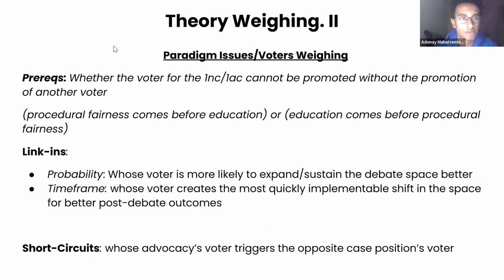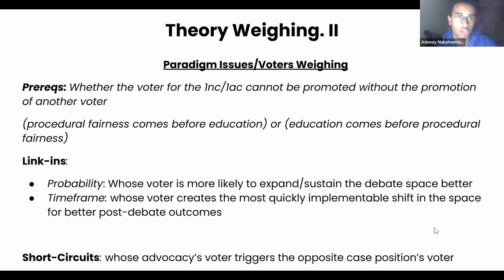So paradigm issues, or voters, just go back to that concept of education and fairness. This is mainly just going to be prereqs. So, the interaction between them: can you have education if a debate is not fair? Can you have a fair debate if there's no education and no school wants to participate? And it just goes back and forth. You might have a few link-ins to develop that prereq.